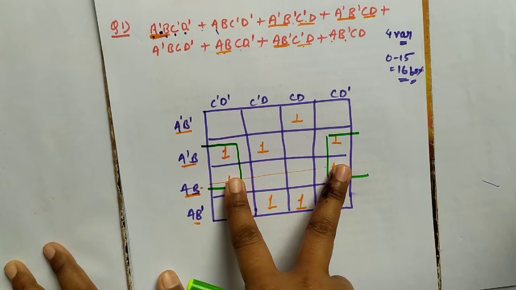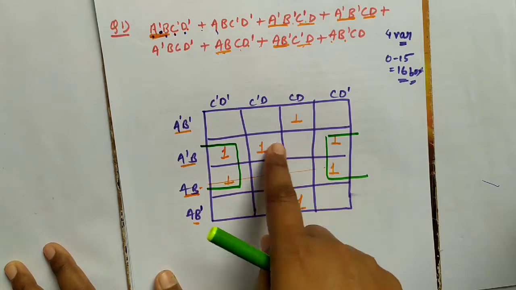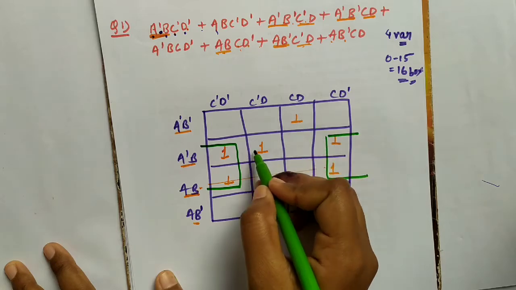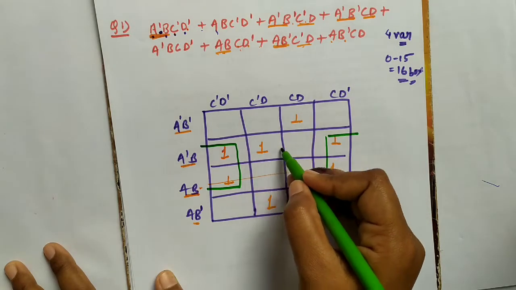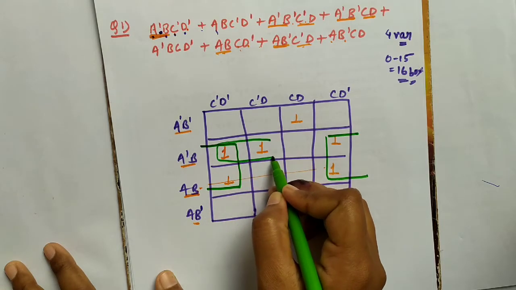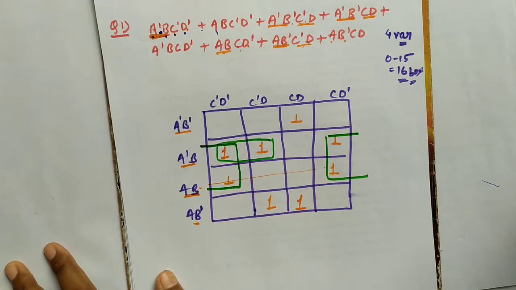So we can make a quad. This is the quad. Then this value and this value are left, so we cannot make a pair like this. So we can make a pair of this value with that one.